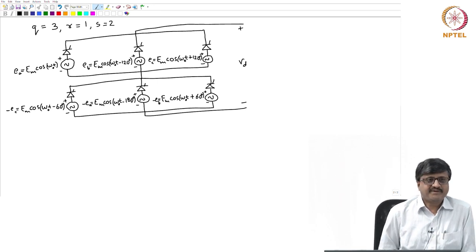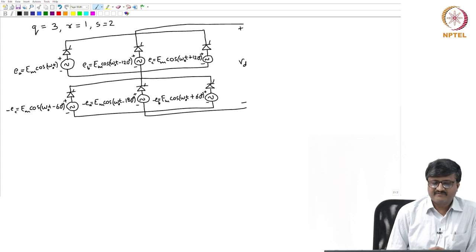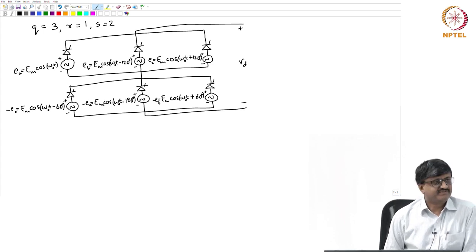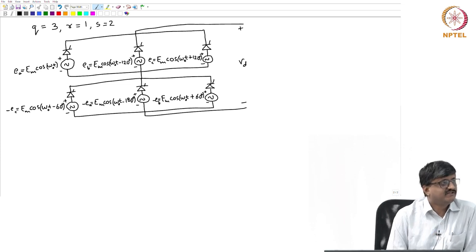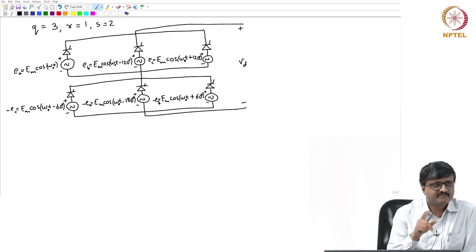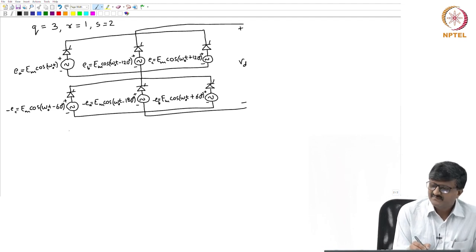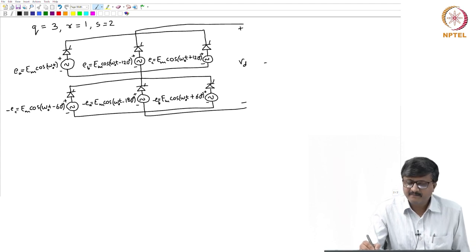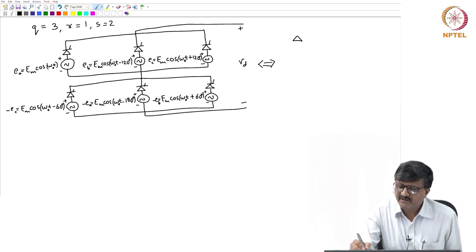Now, I'll try to do some manipulations by just altering the positions of the thyristor and the voltage source. Say, when I have a thyristor connected in series with a voltage source, as long as it's a series connection, if I interchange the positions, the circuit working will not change. If there are two components connected in series, if I interchange the positions of the two components, the circuit still performs in the same way. So what I will do is, I will try to slightly alter the circuit. So I will say that this is equivalent to, so I will draw one more circuit diagram.